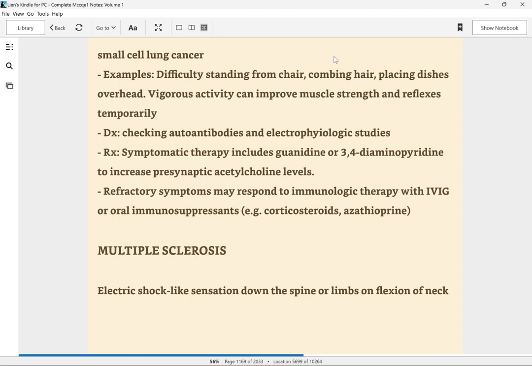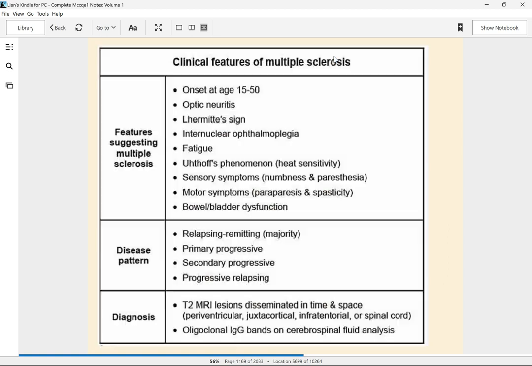Treatment: symptomatic therapy includes guanidine or 3,4-diaminopyridine to increase presynaptic acetylcholine levels. Refractory symptoms may respond to immunologic therapy with IVIG or oral immunosuppressants, e.g., corticosteroids, azathioprine. Multiple sclerosis: electric shock-like sensation down the spine or limbs on flexion of the neck.